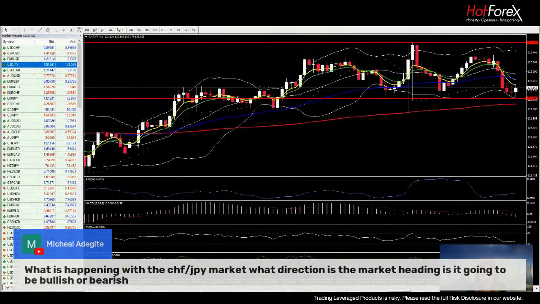As I said, there is no catalyst from data releases or news perspective. I will double check my news feed right now just to confirm whether I am missing something. But yeah, the dollar is the strongest. Kiwi is the weakest. Swiss also is weak.